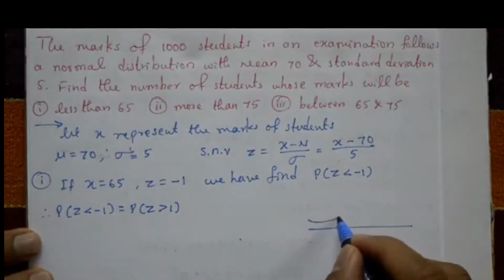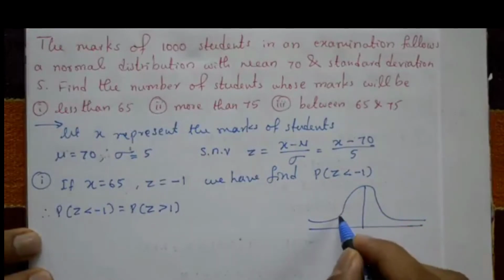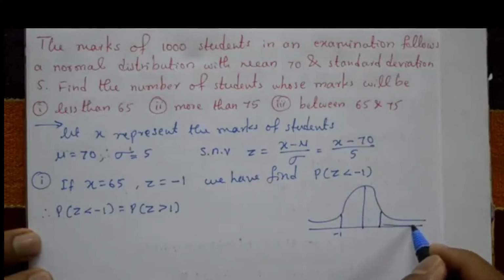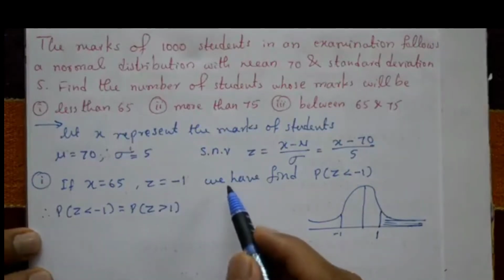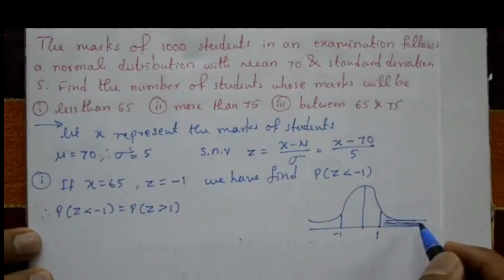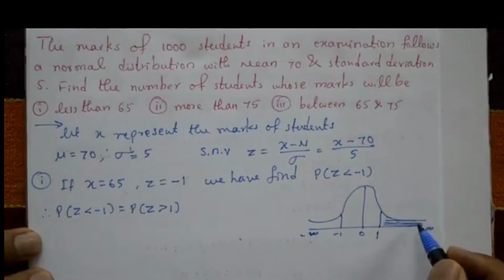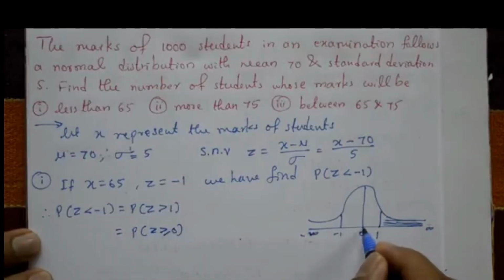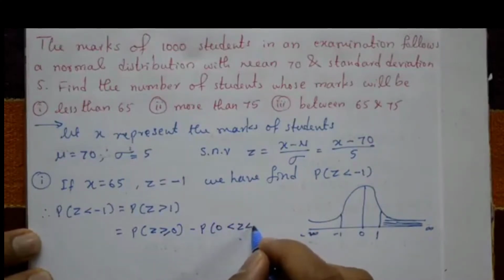Now see this diagram. This is a normal distribution. It is symmetric about 0, and this is minus 1. Now I have to calculate z greater than 1, meaning this area. Take the positive side, since the probability answer is always positive, between 0 and 1. This is infinity, this is minus infinity, this is 0. The probability of z greater than 1 means we have to calculate this area: the probability of z greater than or equal to 0, this part, minus the probability of 0 less than z less than 1.